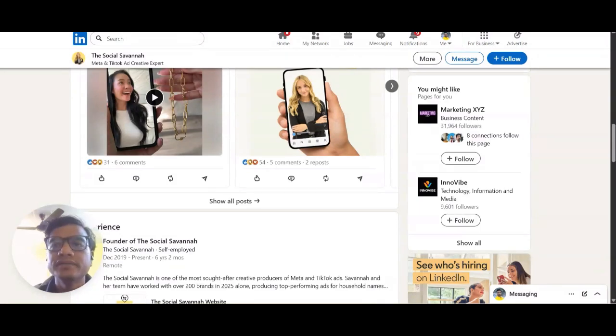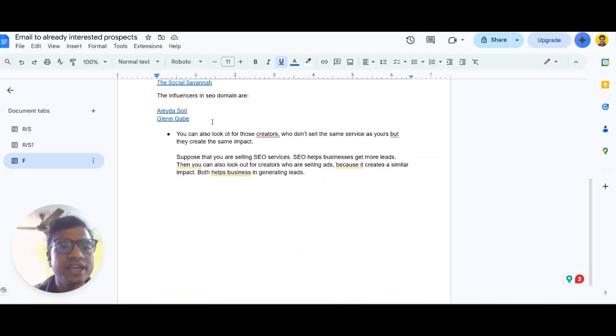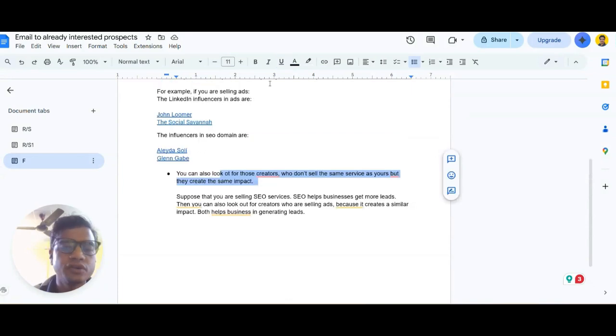The influencers in the SEO domain are Glenn Gabe, and there is also Neil Patel. Neil Patel is a very big influencer in SEO. So you can do that. You can also look out for creators who don't sell the same service as yours. The first group are your direct competitors: you are selling ads, they are also selling ads; you are selling SEO, they are also selling SEO.